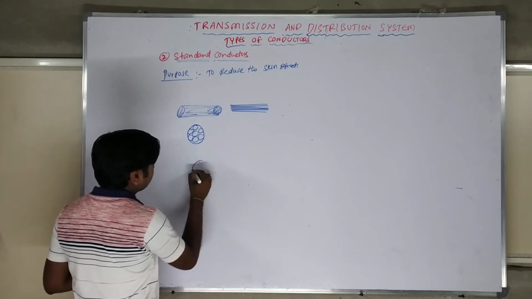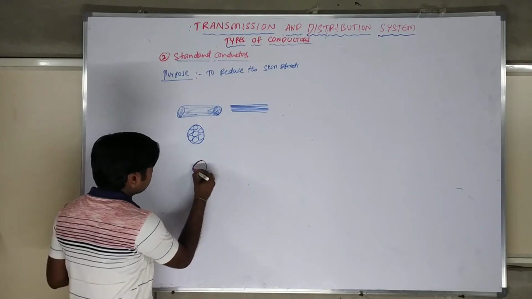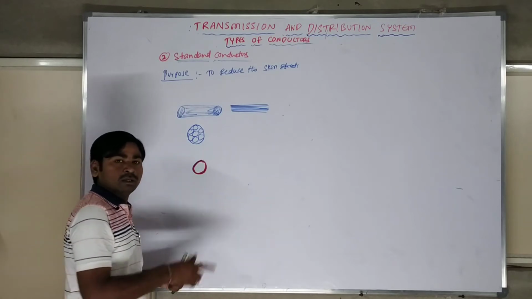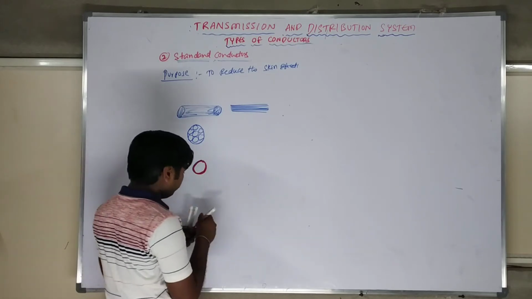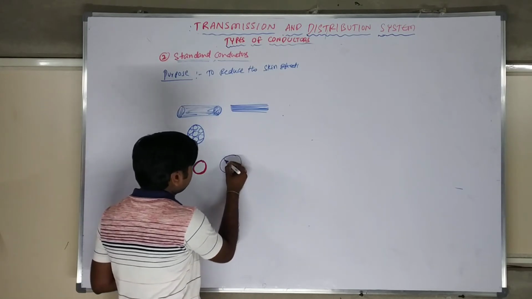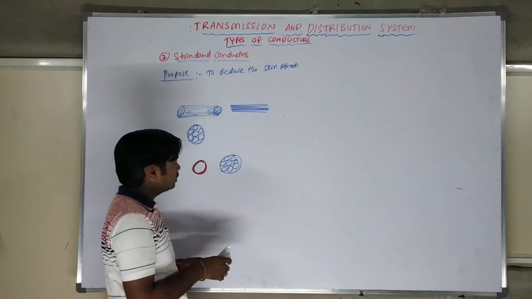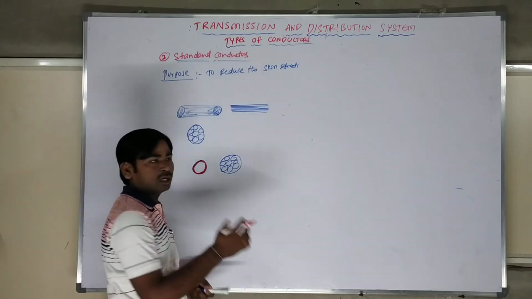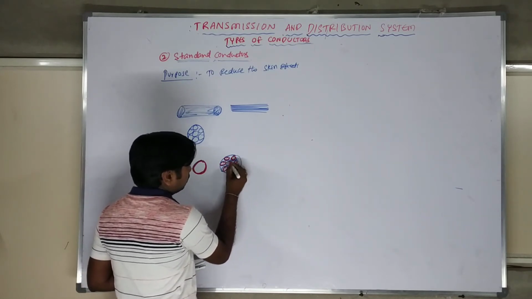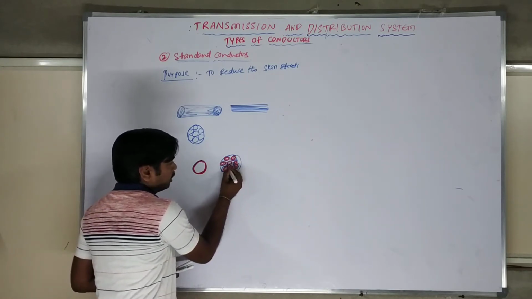Let us take one solid conductor. The skin effect is more because current concentrates on the total surface area of the conductor. Skin effect is more. Same conductor, if you make small strands like this, each strand will take a small skin effect. Therefore, the skin effect is going to be reduced.